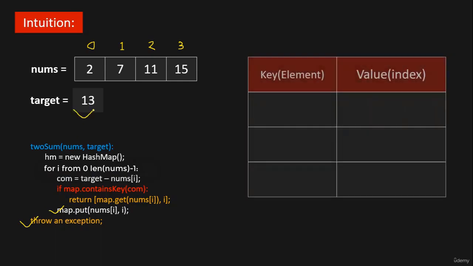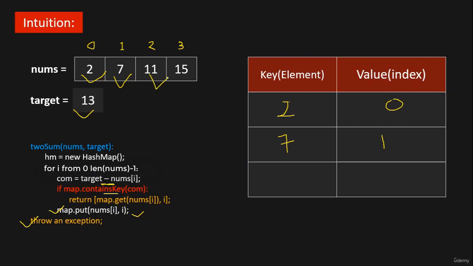Now let's see how we can find the solution using the pseudocode. So first we'll iterate through this array from left to right. First we have 2. First let's calculate the complement, and that is 11. We see 11 does not exist in the hash map. So let's insert 2 as key and 0 as value. Then for the next iteration we have 7. 13 minus 7 equals 6. Does 6 exist in the hash table? No. So let's insert 7 as well, 7 as key and the index as value.